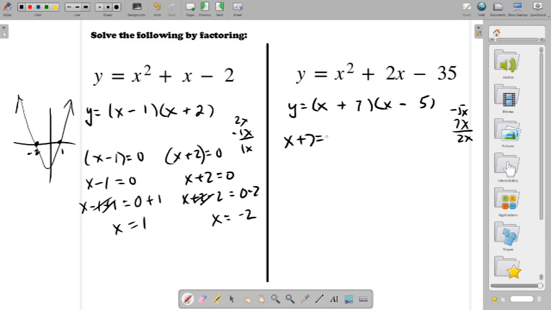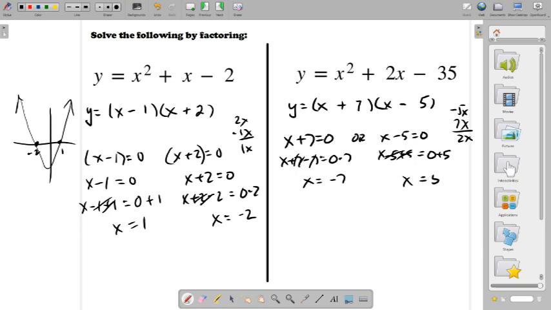So x plus 7 is 0, or x minus 5 is 0. Subtract 7. X is negative 7. Add 5. Add 5. X is 5.